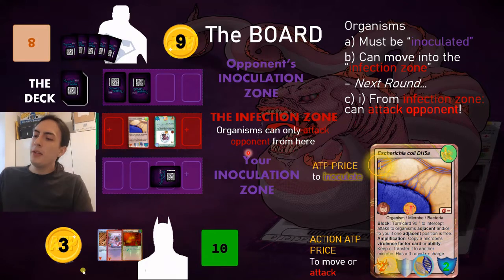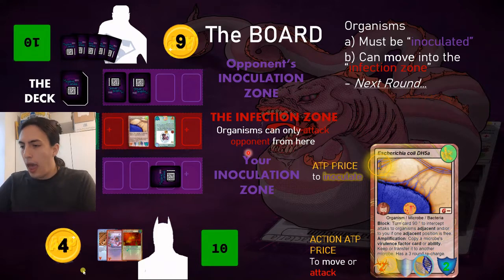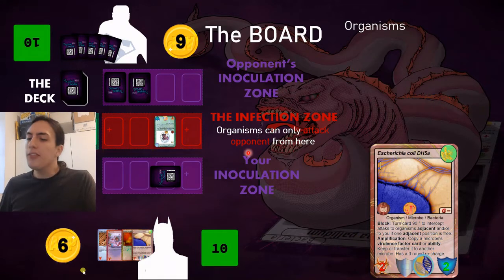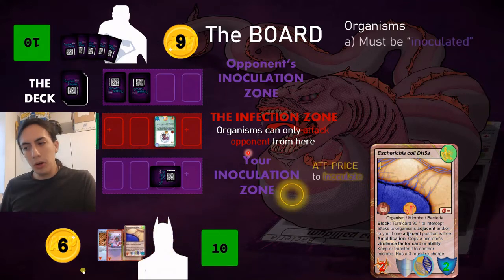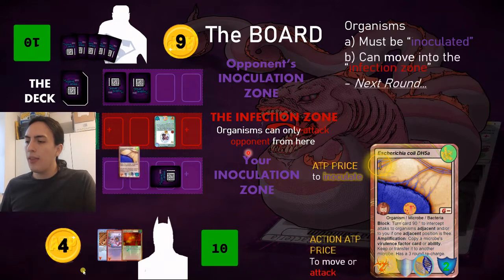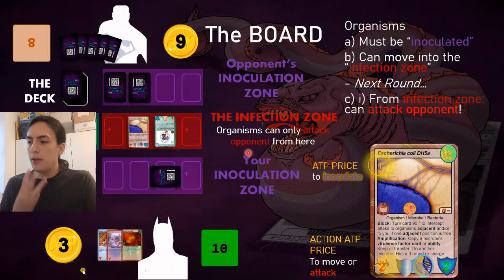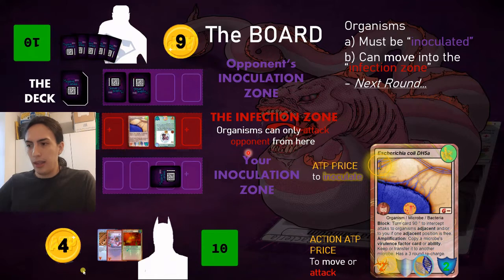One important thing to mention at this point is the so-called 2-action rule. Any organism can only do 2 actions in a given turn, and inoculation counts as one of those actions. So in one round, an organism can be inoculated, and that was 1 action. It can move into the infection zone, 2nd action, but it can then go on and attack your opponent. That would be 3 actions, and that's not allowed in the game.